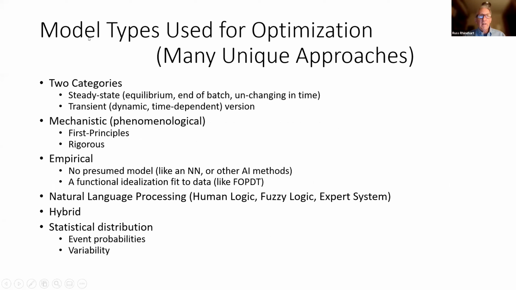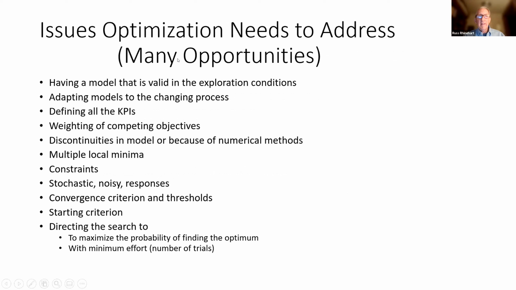I'd also like to illustrate that there are many model types used in optimization. Steady state models, transient models, just a whole list of types of models. And one of the problems is that people have to understand one kind of model for one application, another kind of model for another application. All of these are unique approaches and they require a lot of learning. And it would be really nice to have one model that is used in all of the applications. And artificial intelligence, machine learning can move us in that direction.